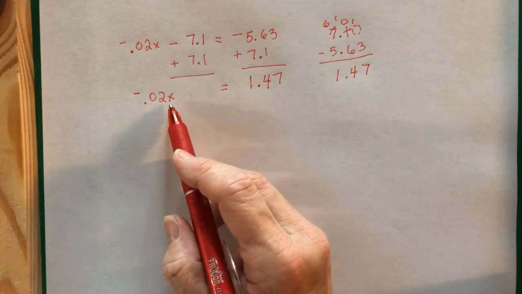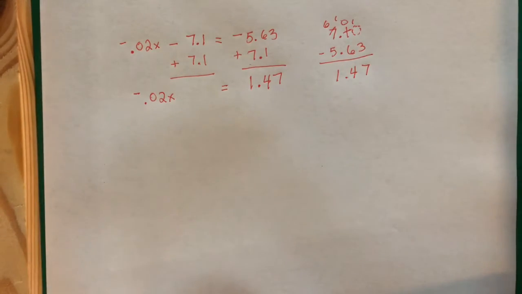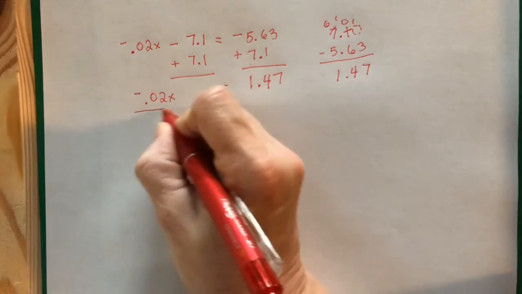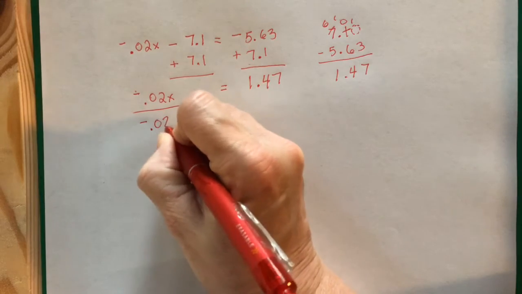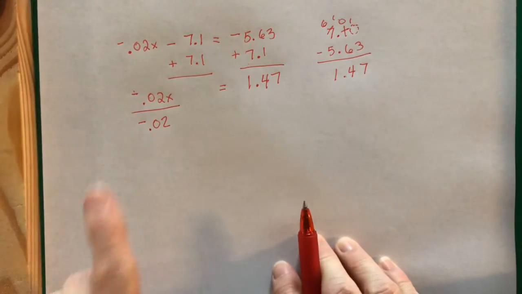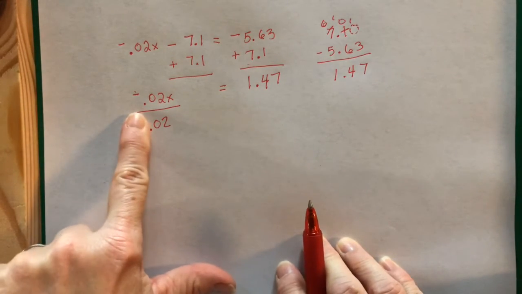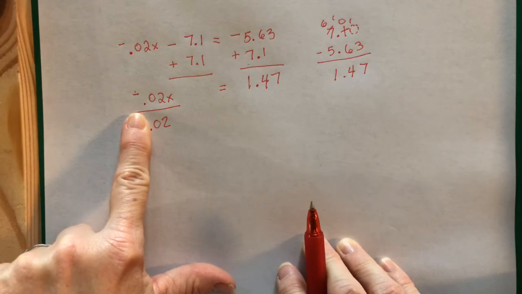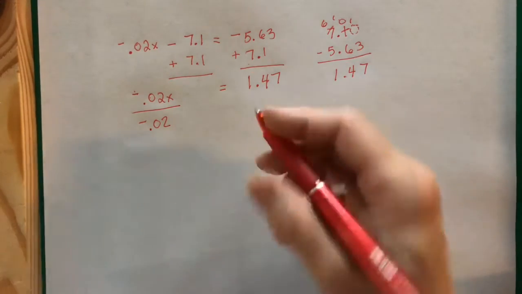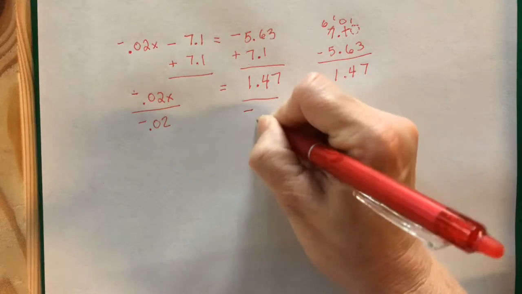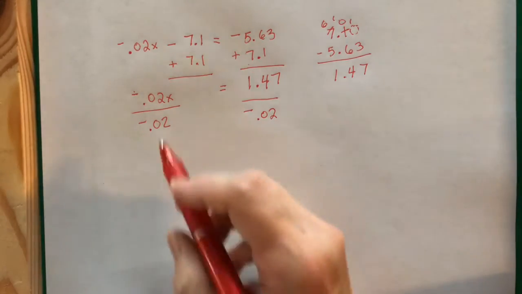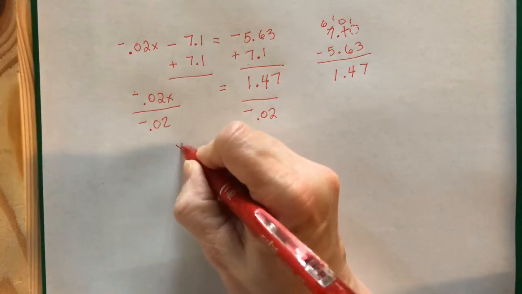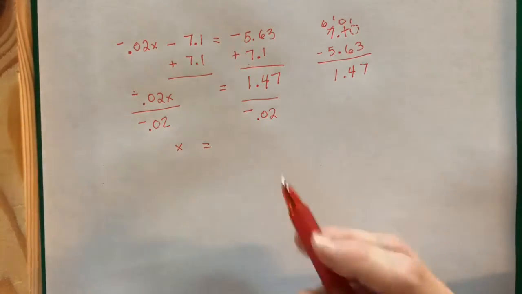Now, why is the x not by itself? Because it's being multiplied by negative 0.02. Be careful of that negative. If you divided it by 0.02 instead of negative 0.02, you would come up with negative x. So divide both sides by negative 0.02. Okay, now I'm going to have to go over on the side and solve this.